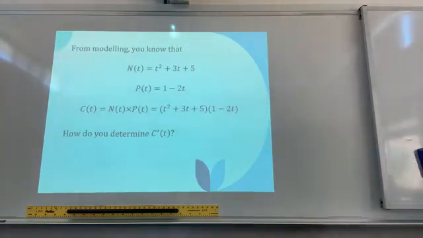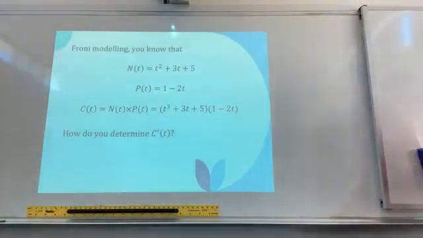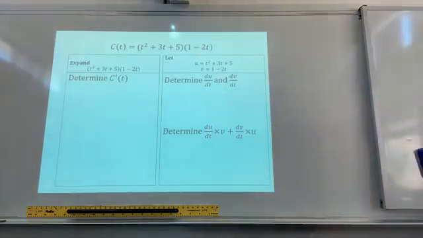So now, from modeling, you know that N(t) is t squared plus 3t plus 5. And then P(t) is 1 minus 2t. So now we can see that we've got 2 functions, N(t) times P(t). How do we determine the first derivative? In this example, you could expand. But really, do we want to? No. So, we really don't want to do that.